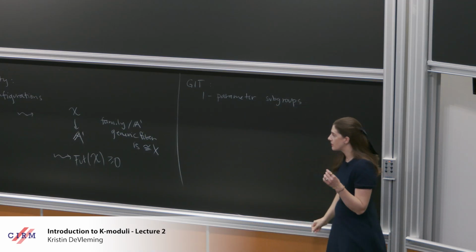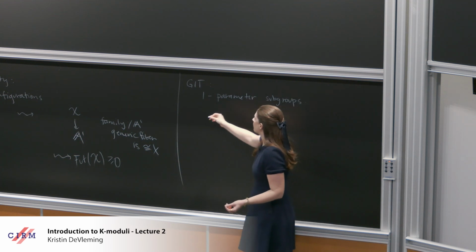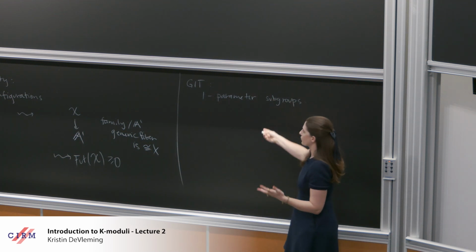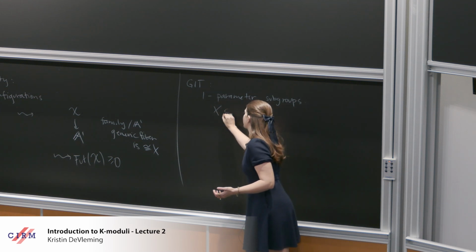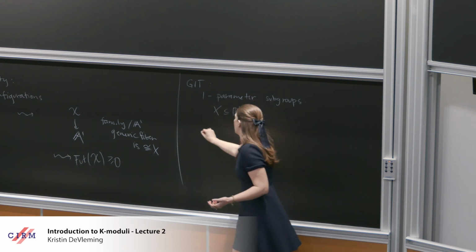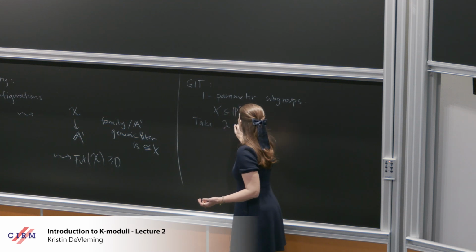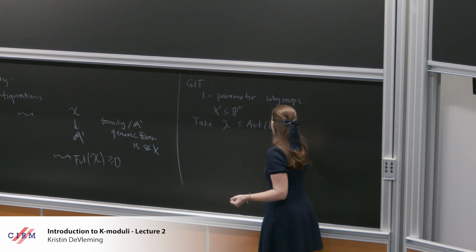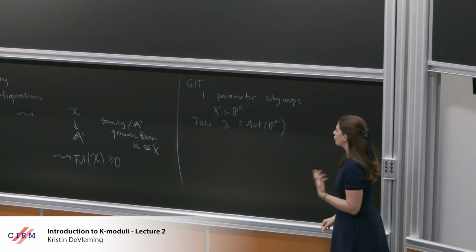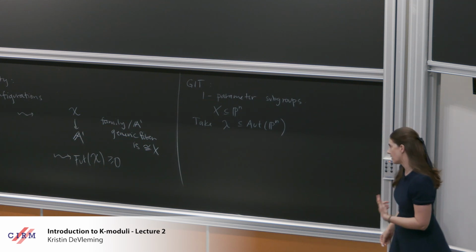But the construction is very similar. Okay? So one-parameter subgroups, at least in this case, if I'm looking at GIT of a projective hypersurface, so maybe we have some x inside Pn, we take what usually is denoted by lambda, a one-parameter subgroup inside the automorphism group of Pn. So usually this is a diagonal matrix. So usually this is a matrix that's acting on the elements x.